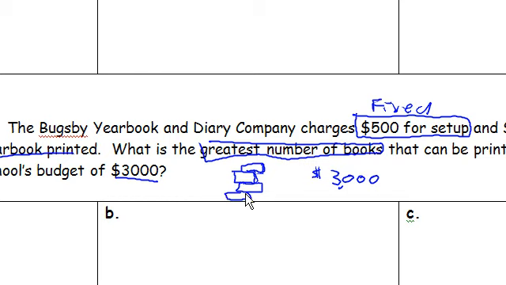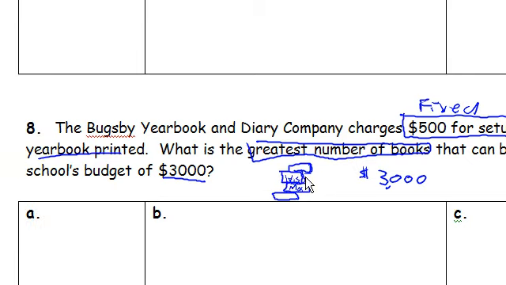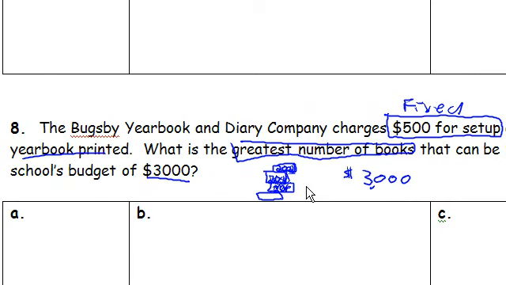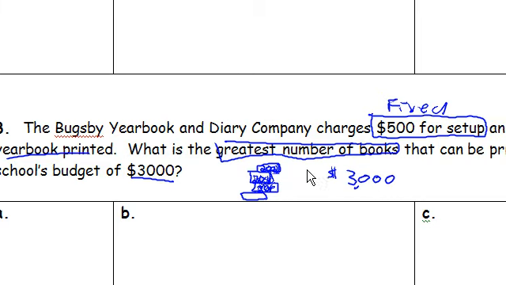You know, this could be math books, math. This could be history. Okay. Oh, they're yearbooks. My fault. So I don't know, 2012, 2011, 2010. So there are yearbooks. And so we want to know what is the greatest number of yearbooks that can be printed within the school's budget. So ask yourself, can we go over the school's budget? No. So we want to see how many books we can print while staying equal to or below $3,000.